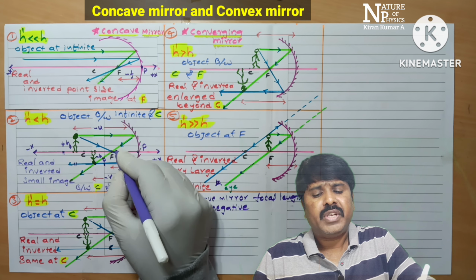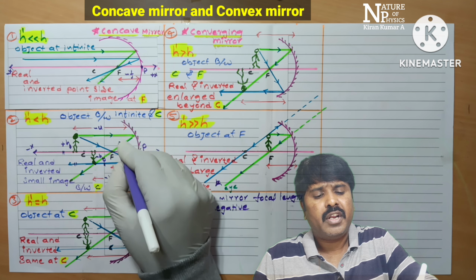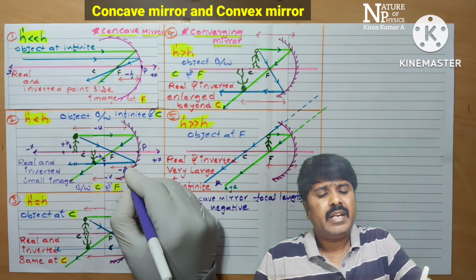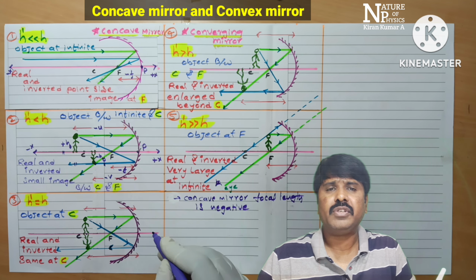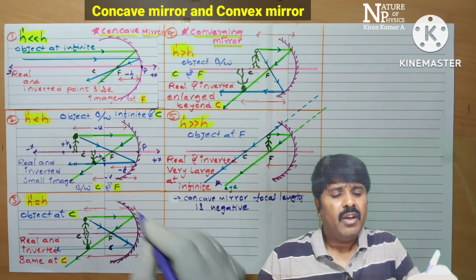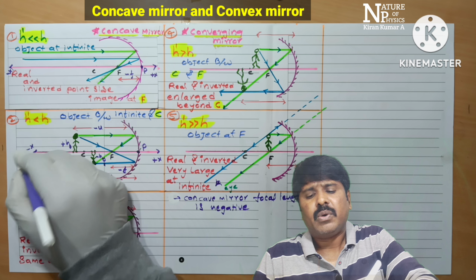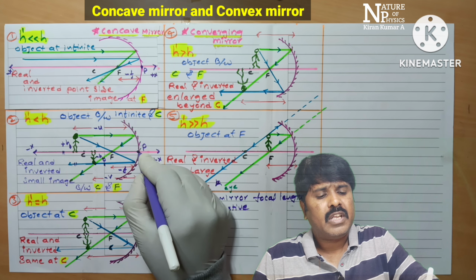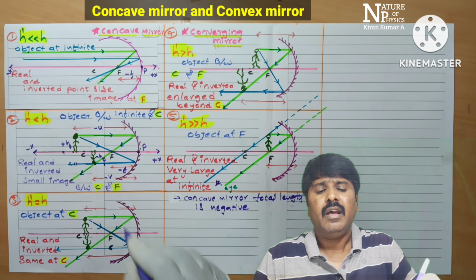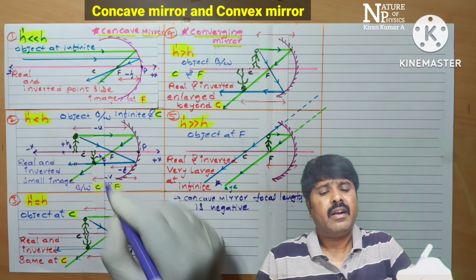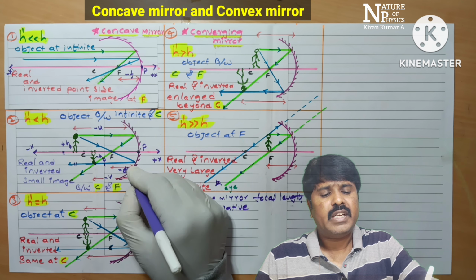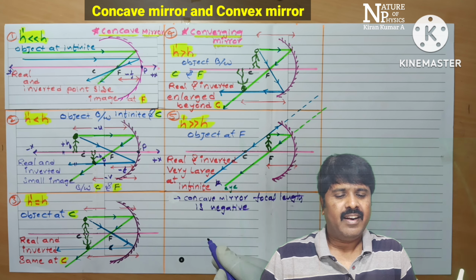See there, the distance of the object is in the opposite direction to the incident ray, and the distance of the image is also in the opposite direction to the incident ray, with respect to the pole, student. So simply remember, along the negative x-axis with respect to point P, distance is taken negative, so the object distance, image distance and focal length, all three, are negative.